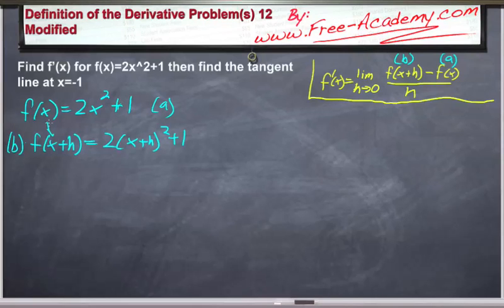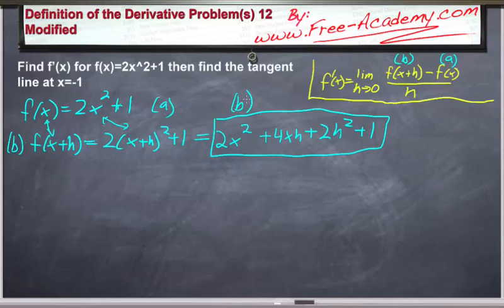So we replaced x with x plus h, and then we need to solve this out algebraically. If you do the math, you can find that this is 2x squared plus 4xh plus 2h squared plus 1. This is element B. So we have f of x, we have f of x plus h.